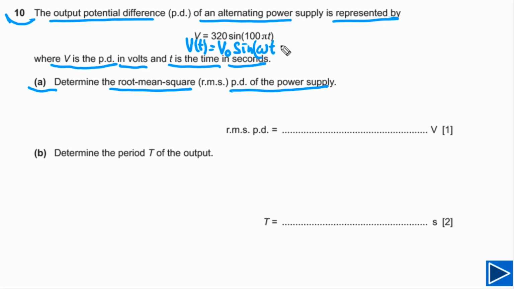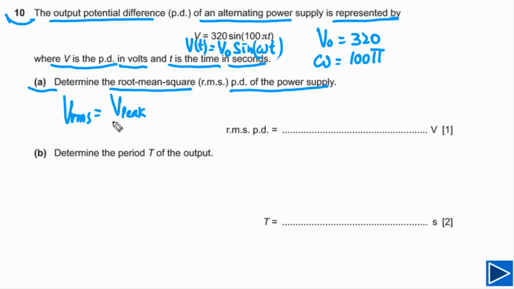Now we have to compare these two. In this case, V naught is equal to 320 volts, and omega we can also get from here, so omega will be equal to 100 pi. We need to calculate the root mean square, VRMS. So simply we can say VRMS is equal to VP, the peak value of the potential difference, divided by root 2. The peak value is given to us, so this is equal to 320 divided by root 2.